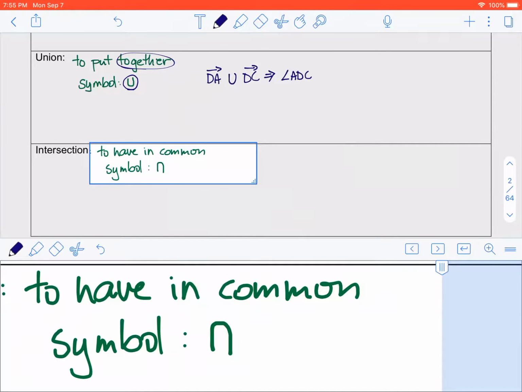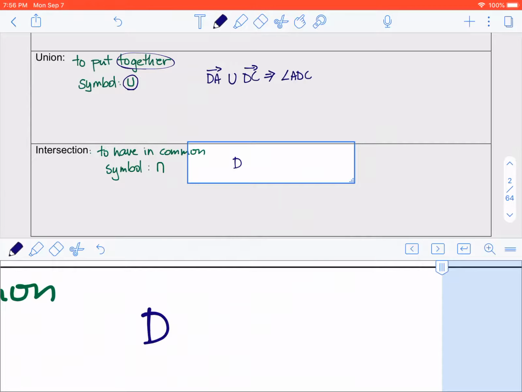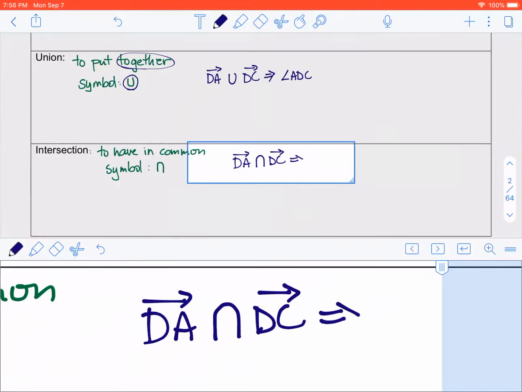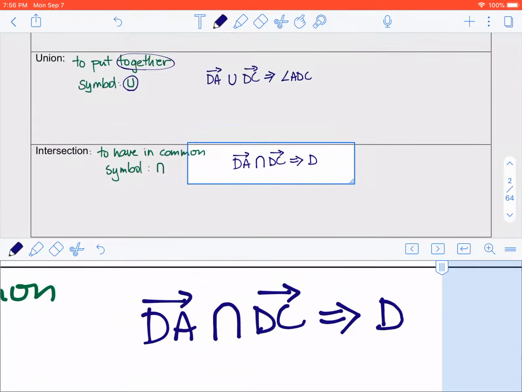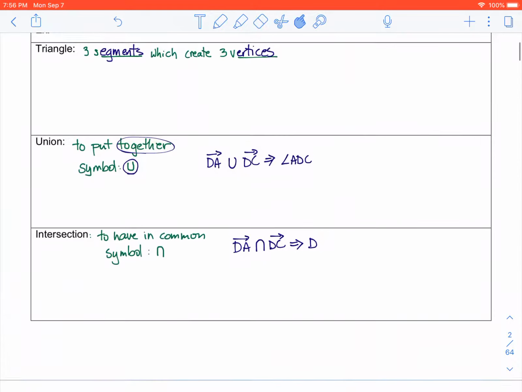And likewise, an intersection, right, is asking what do we have in common. The symbol is that upside down U, and there, if I say DA intersect DC, that means what do they have in common? Oh, they both have in common a D, the letter D, the point, right? Where they both intersect. That vertex dot is the common thing.